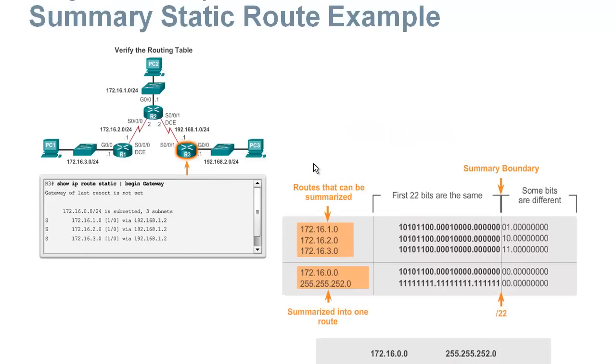So again, summary routes help us to eliminate the extra routes in the routing table. From R3's perspective, he needs 3 networks. He needs 3 routes in his routing table, 1, 2, and 3. So he can make those 3, or he can summarize those and say, hey, out of those 3 routes, these bits match on all 3 of them, so I can just route to this. So he can route to 172.16.0.0 with a slash 22 subnet mask, and that would match all 3 of these.